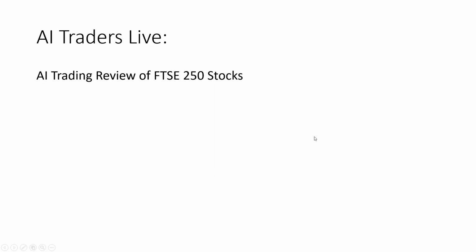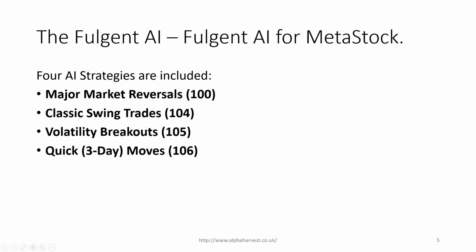So for today's AI Traders Live, we're going to look at the FTSE 250 stocks, trying to find high probability trades out of the index. We look for four major artificial intelligence generated strategies. One is major market reversals. That code 100 is the AI ID. We'll be using it a little bit later. Classic swing trades, volatility breakouts, and quick 3-day moves. 106 volatility breakouts, 105, etc.